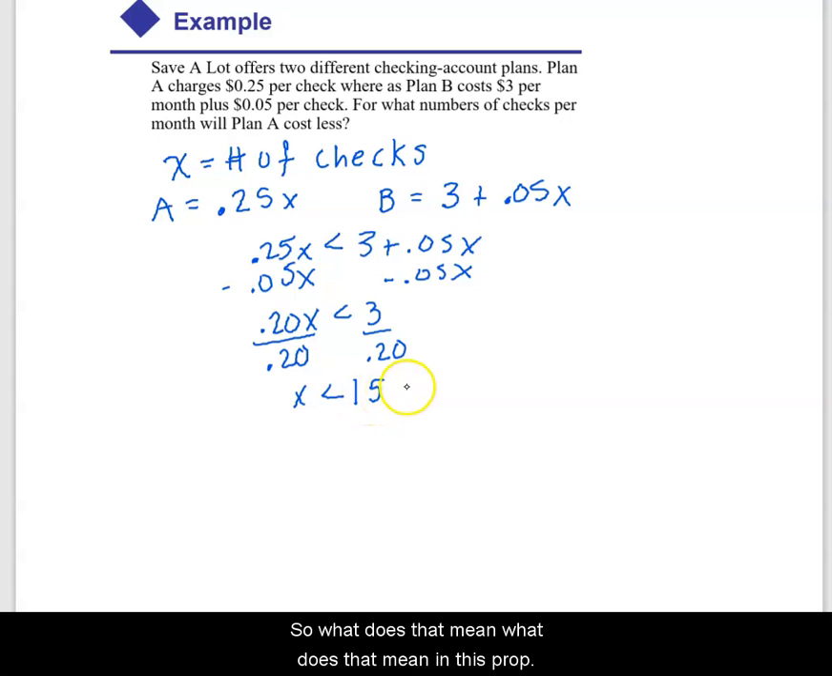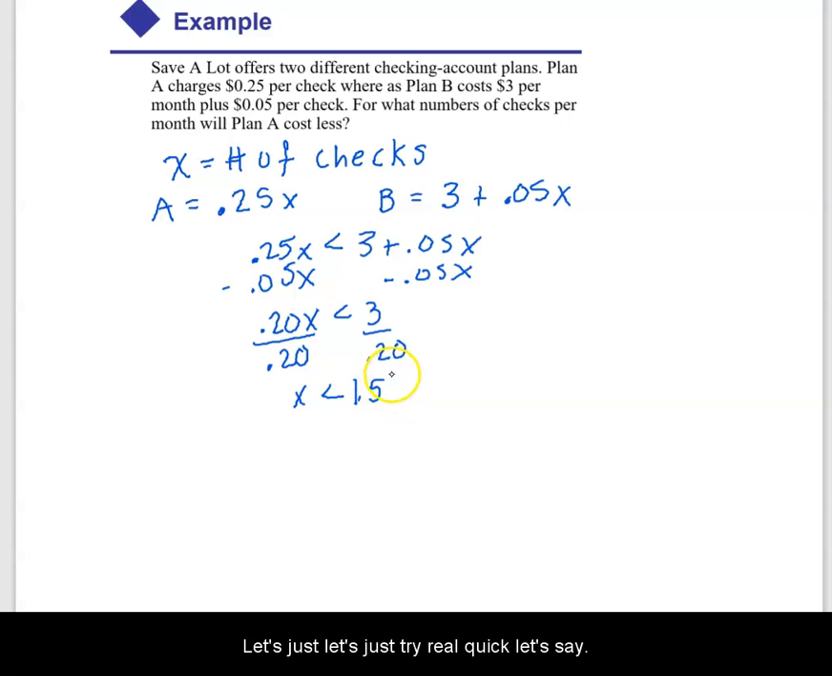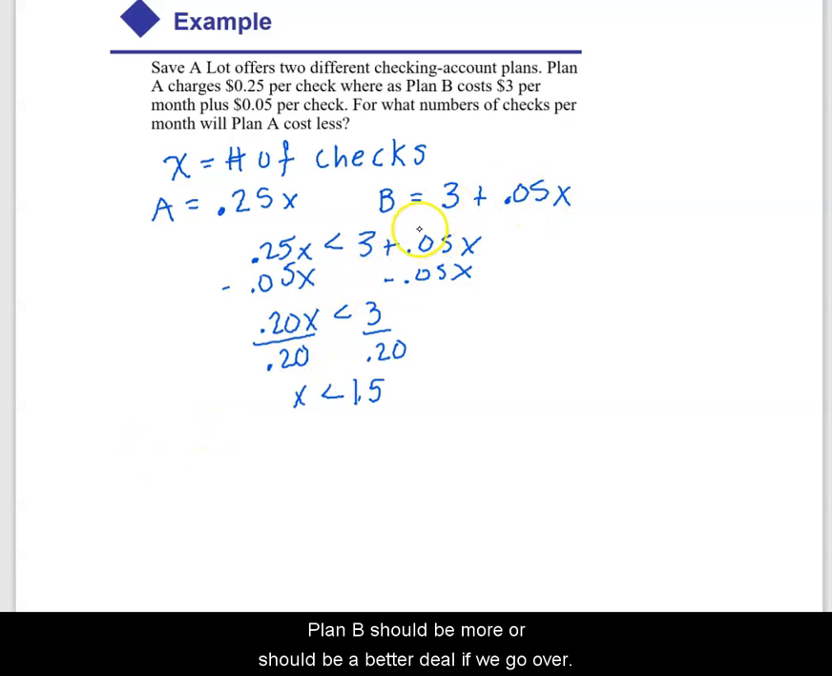So what does that mean in this problem? Well, for what numbers of checks per month will Plan A cost less? So if I'm a person who only writes 5 checks a month, is 5 less than 15? Yes, that's good. If I write 15 checks though, I need to go with Plan B because it's going to be cheaper. Okay, because anything less than 15, let's just try real quick. Plan B should be a better deal if we go over or equal to 15.